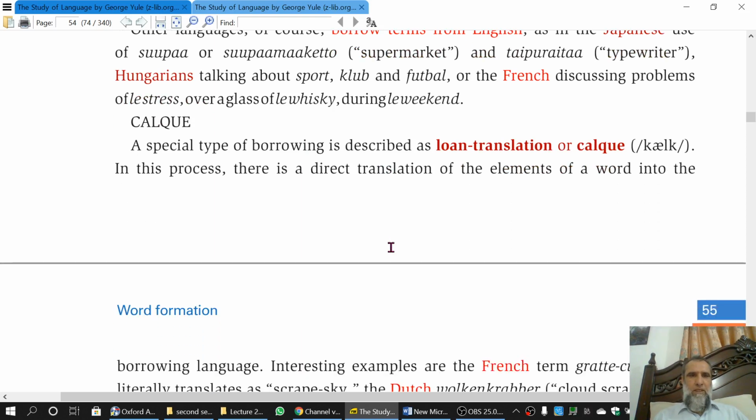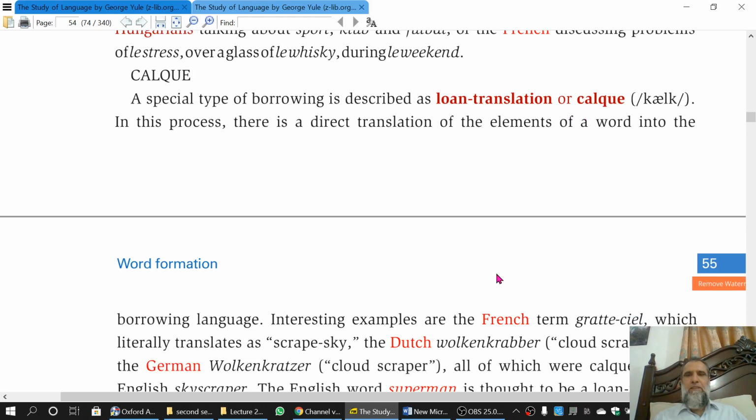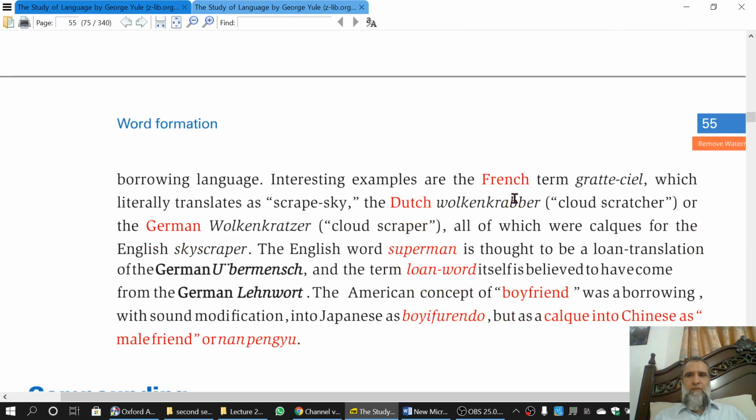Then the last item in this discussion is calque, which is a special type of borrowing and is called loan translation. That is, the word is not borrowed, but its translation; it is first translated and then that translation is borrowed. For example, there is the French term gratte-ciel. This is the translation of scrape sky. A very high building is called a skyscraper. A very tall building.